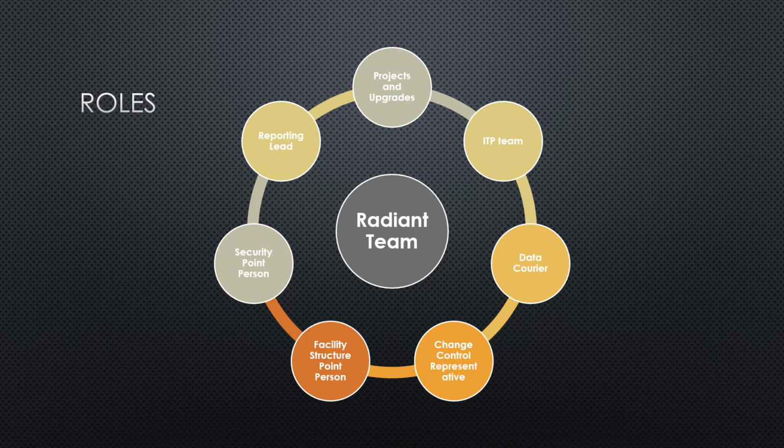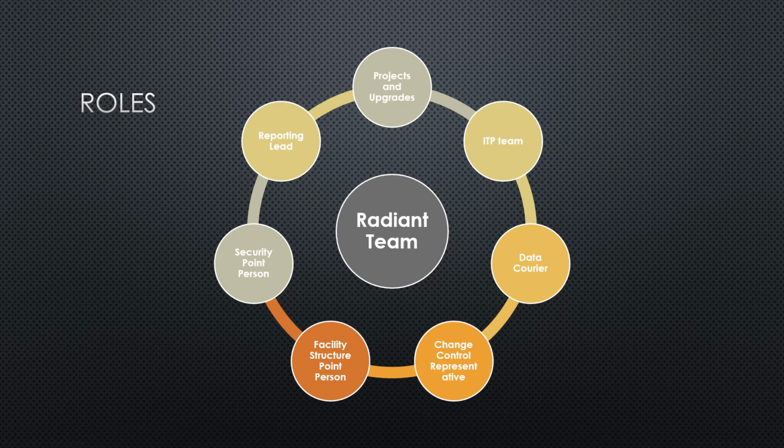Although the Radiant team is small, there are several different roles within the team, and a team member can have more than one role. The roles are fluid, so they are constantly changing. Usually there are 3 analysts that are engaged in project work and upgrades, and currently there are 2 analysts in the ITP team, or intake point person, which take care of the incidents and requests. There is usually 1 designated data courier that moves builds from the test environment to production.